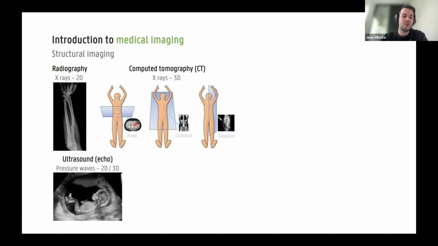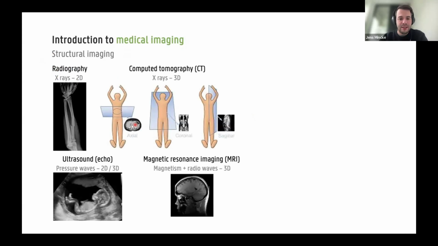And there is also a non-radioactive version, which is called ultrasound, which uses pressure waves to visualize structures. And last but not least, you have magnetic resonance imaging, or MRI, which uses magnetism and radio waves to create a 3D image. All of these techniques are mainly used to visualize structures. Not exclusively, but mainly.